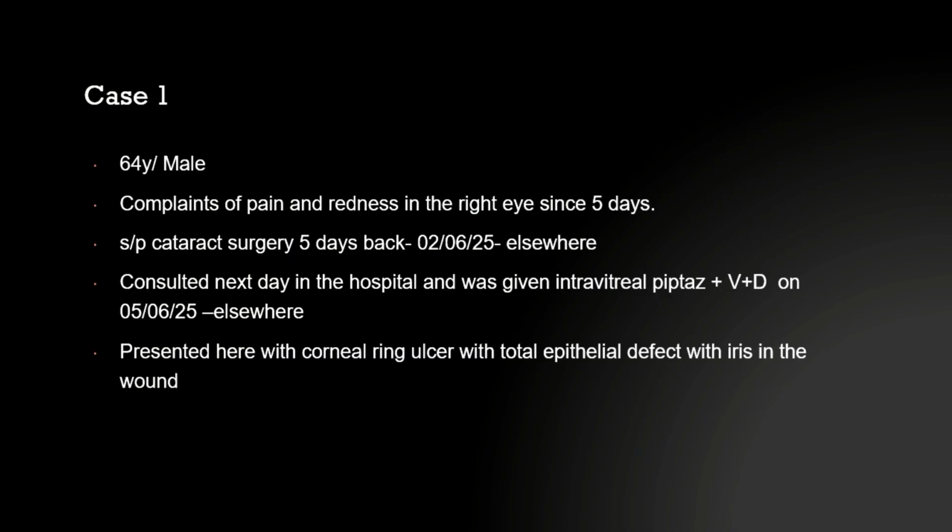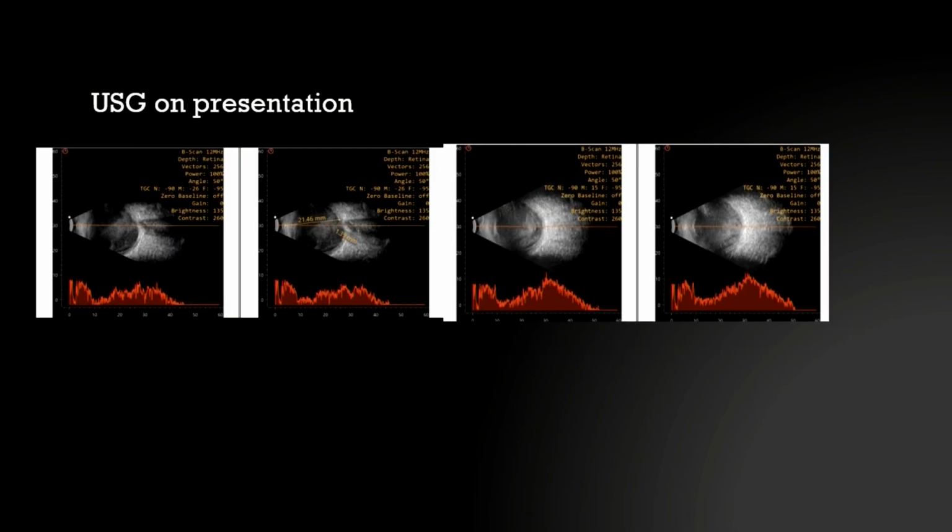So the first case is a 64-year-old man. He presented with complaints of pain and redness in the right eye for 5 days, and he had undergone cataract surgery 5 days back elsewhere. In that hospital, he consulted the next day and was given intravitreal ceftazidime, vancomycin, and dexamethasone. Then he presented here with a corneal ring ulcer with total corneal epithelial defect with iris in the wound. This was the ultrasound done at presentation, showing the vitreous cavity full of echoes.